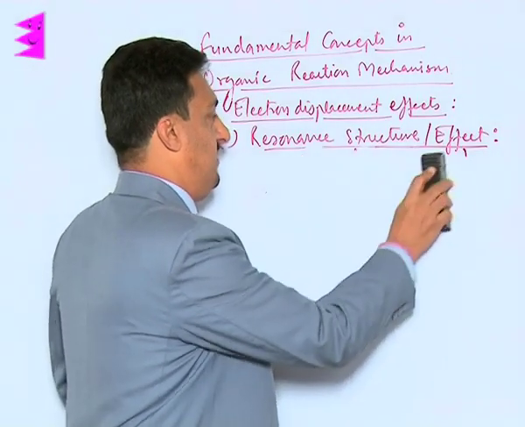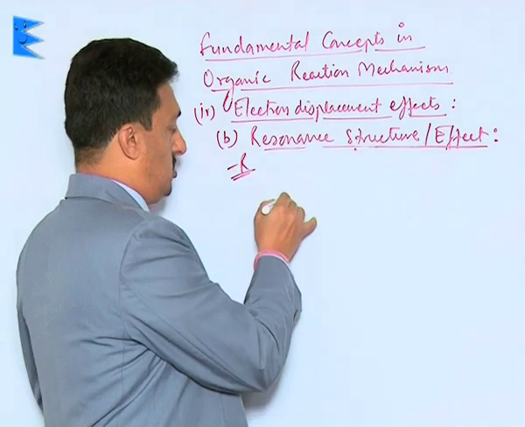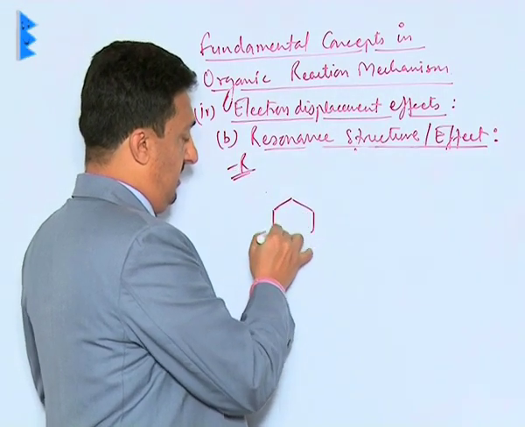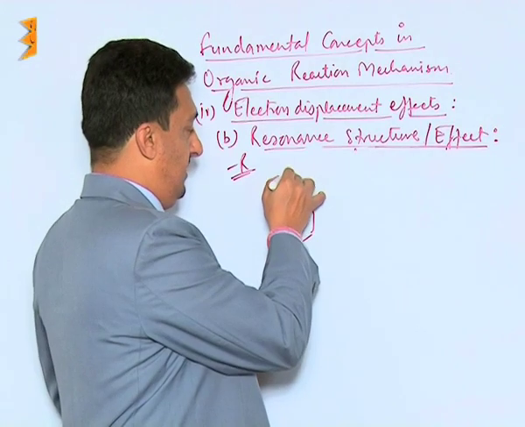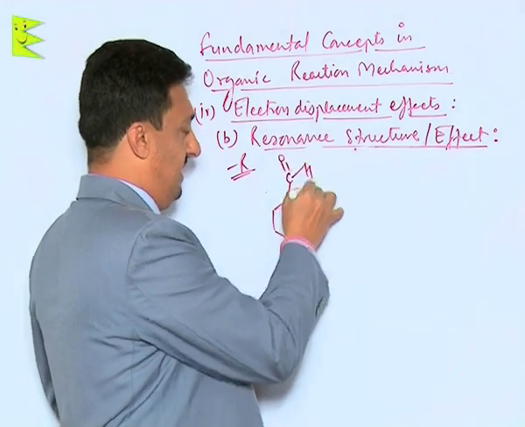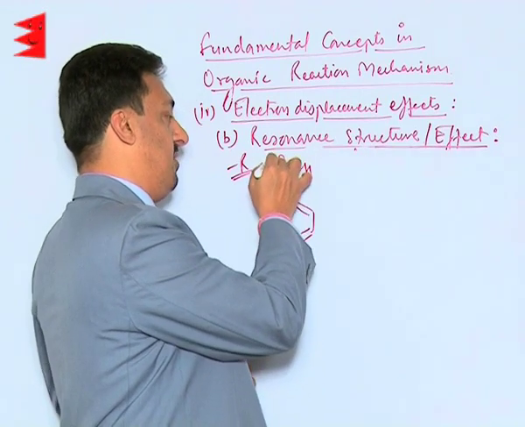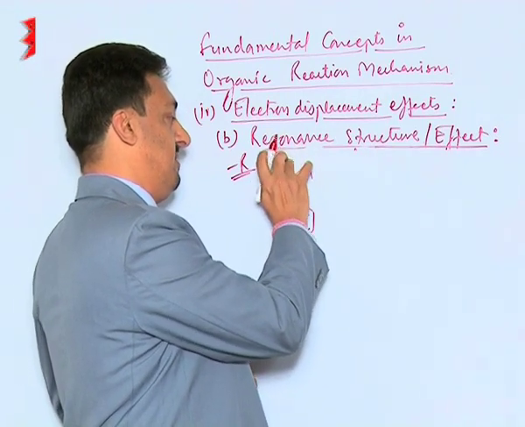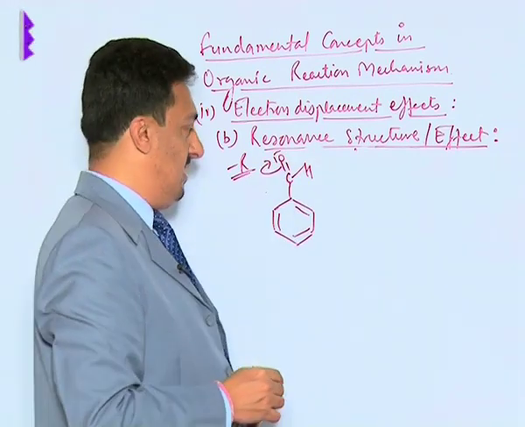The minus R effect is shown by those groups which actually take out electrons from the benzene or the resonating system. Let us take the example of the benzaldehyde molecular species. Now in this, since carbon is bonded to a more electronegative oxygen, this oxygen withdraws the pi electron which it is sharing with the carbonyl carbon.